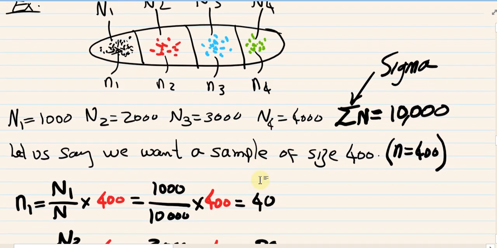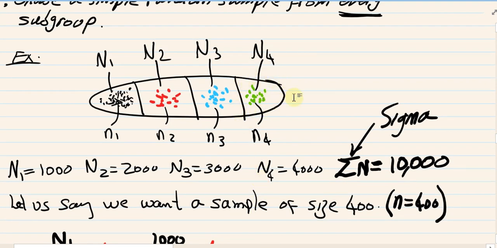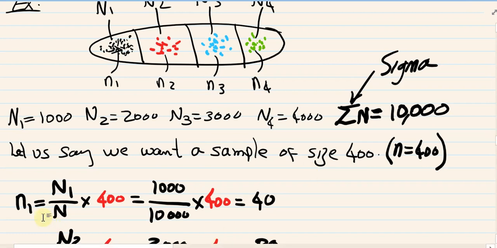So how are we going to do this? Well, it makes sense that the size of the subgroup here has a say-so as far as how we choose the sample. And in fact, it does. So for the first stratum, the first partial sample size from the first stratum, you divide the stratum size, 1,000, by the total size of all strata, in this case 10,000. And then multiply by the overall sample size of 400.